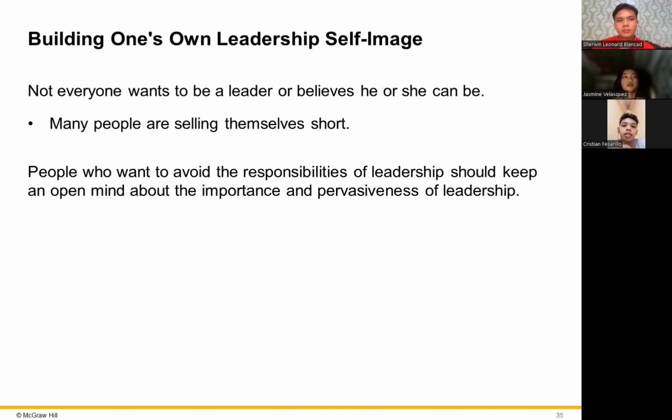Building one's own leadership self-image. Not everyone wants to be a leader or believes he or she can be. Many people are selling themselves short. People who want to avoid the responsibilities of leadership should keep an open mind and learn about the importance and pervasiveness of leadership.